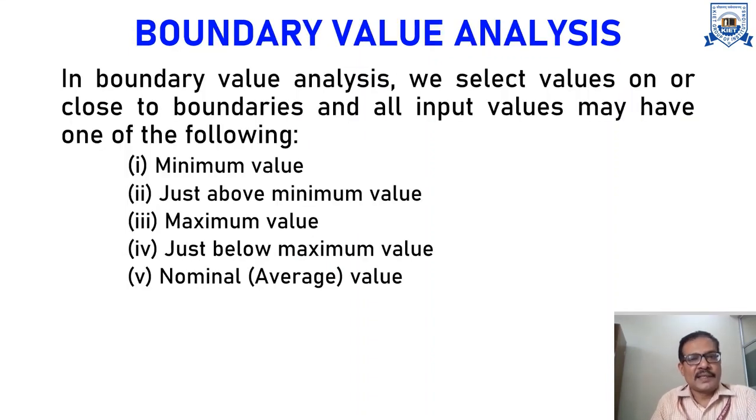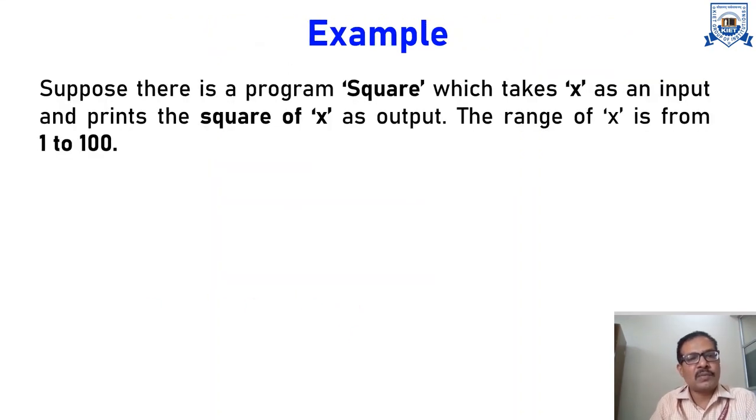In boundary value analysis, we select values on or close to boundaries, and all input values may have one of the following. In the test case, we take the minimum value, a value just above the minimum, the maximum value, a value just below the maximum, and a nominal value. Nominal means the average value, which is neither too close to the minimum nor too close to the maximum. So you choose an average value between the minimum and the maximum, and that is called the nominal value.